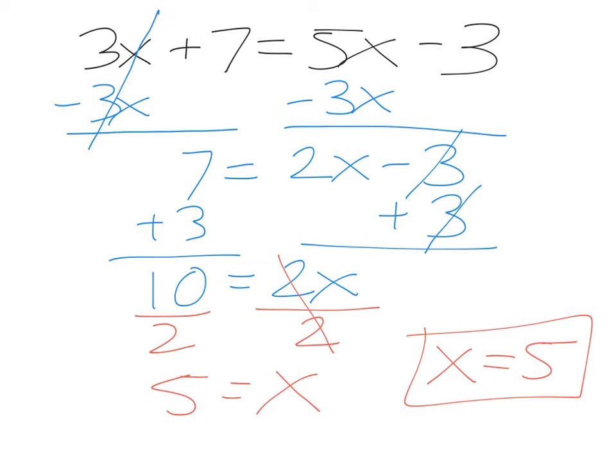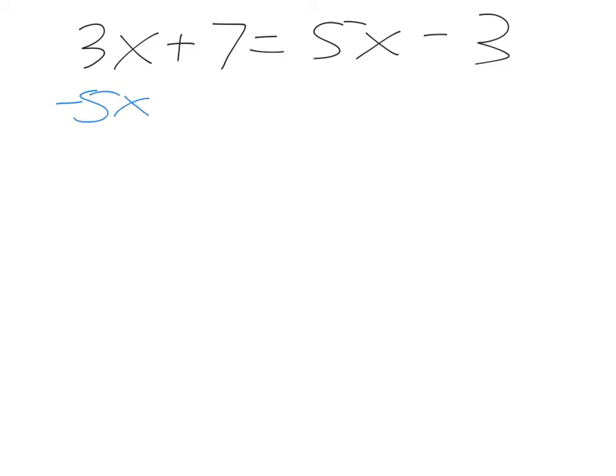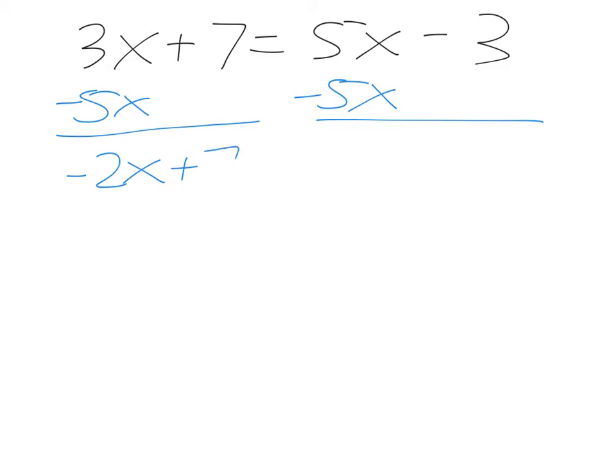Now, the tricky part about this is, what if I had done the 5x first? What if I had subtracted 5x from both sides instead? Would I have gotten the same answer? Yes, I would have. And I want to show you how that works. It was 3x plus 7 equals 5x minus 3. If I had subtracted the 5x first, subtract 5x from both sides, what would I end up with? Negative 2x plus 7 equals negative 3.